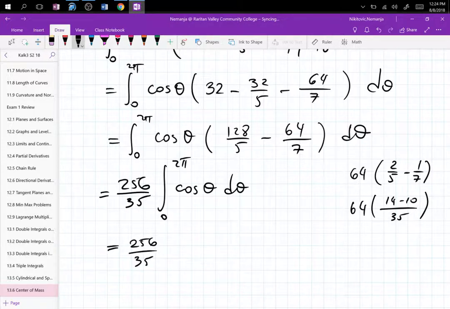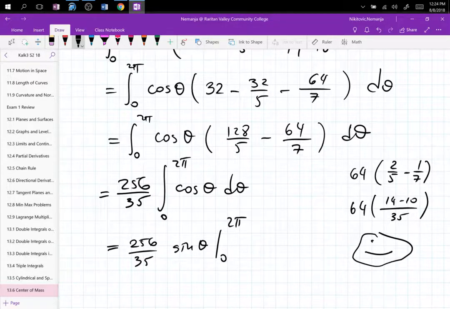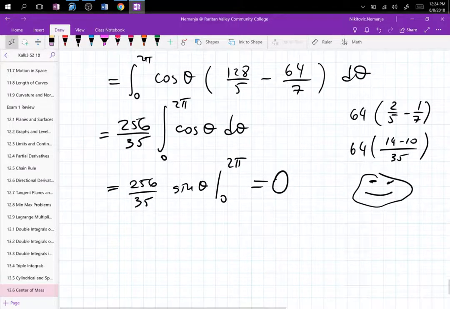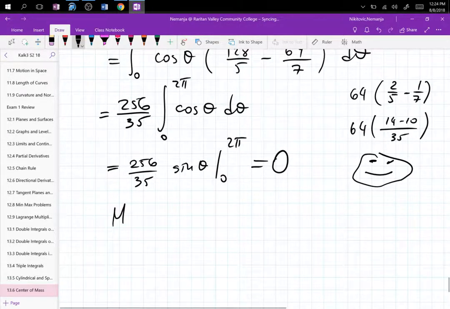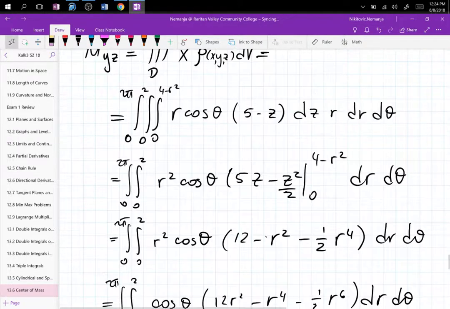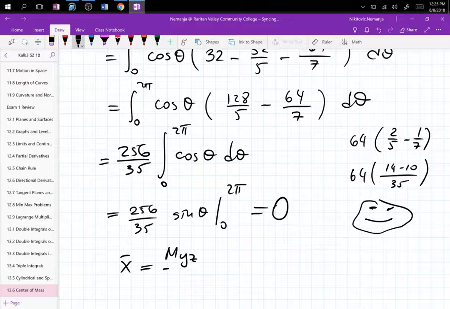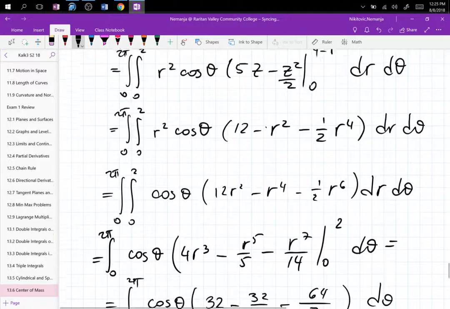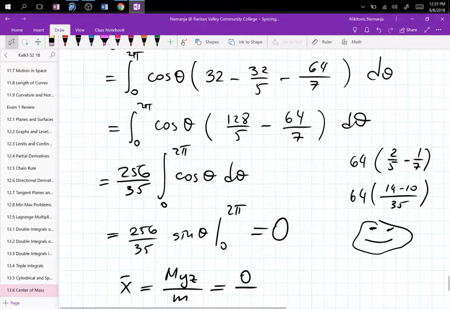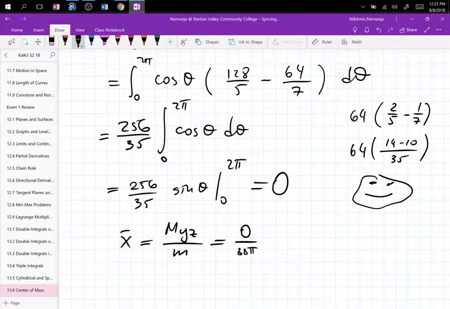256 over 35. We have a cosine, the integral of that is sine, 0 to 2 pi. And if I could draw the troll face over here, right? So, which one did I do? I did x, right? So, x bar is myz over mass, 0 divided by 88 pi over 3, is equal to big fat 0, so x bar is 0.